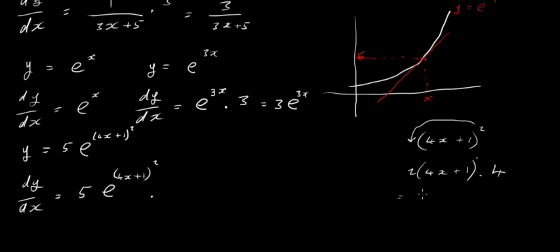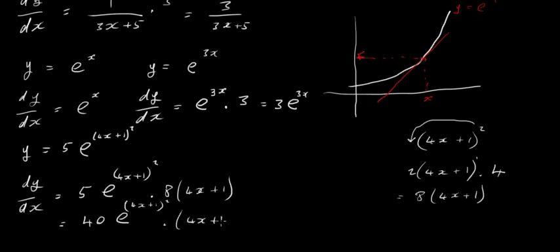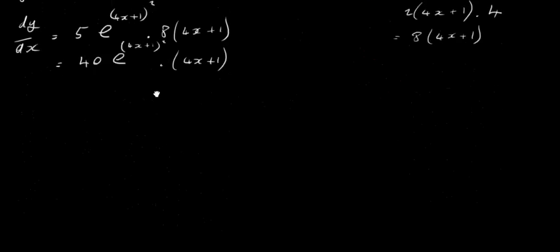So actually what we get here is 8 times 4x plus 1. 2 times 4 here will give me the 8. So really what I'm going to multiply this by is 8 times 4x plus 1. So my final answer here will be 40 e to the power of 4x plus 1 squared, and then that's multiplied by 4x plus 1. So quite a big answer here. Okay, so that's that one.